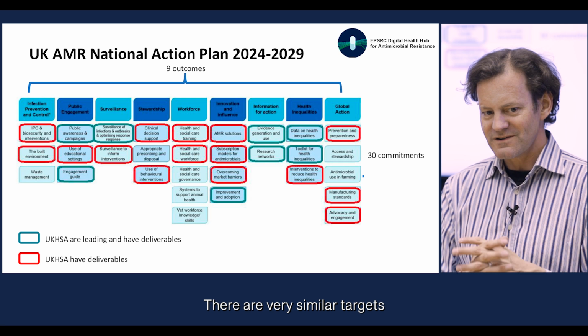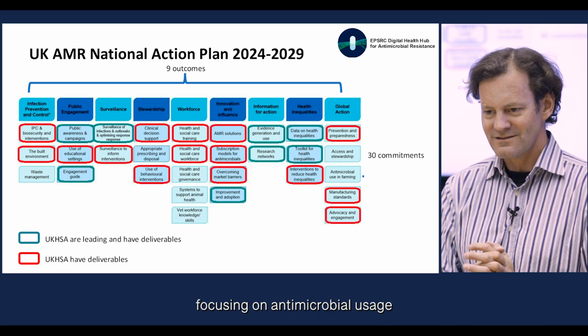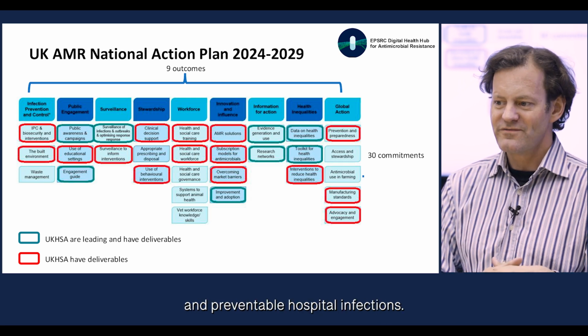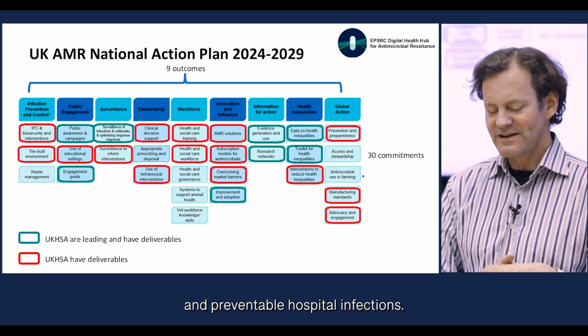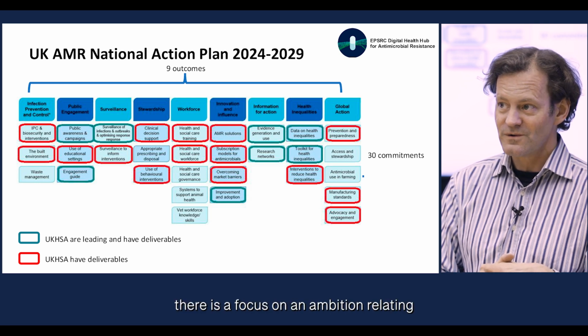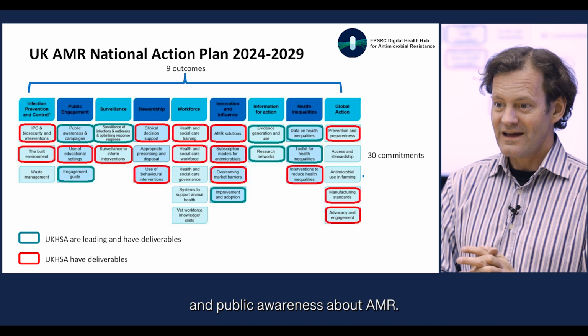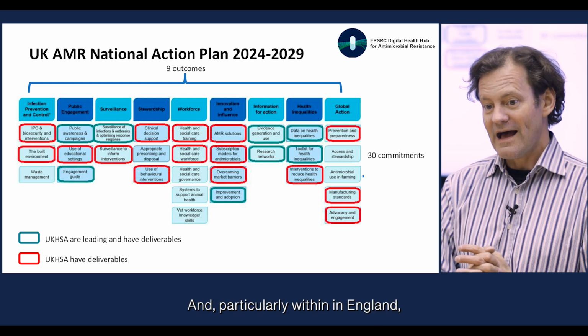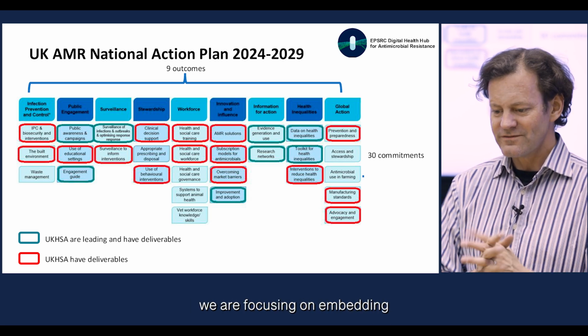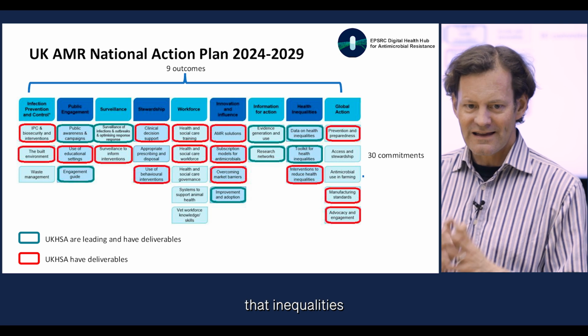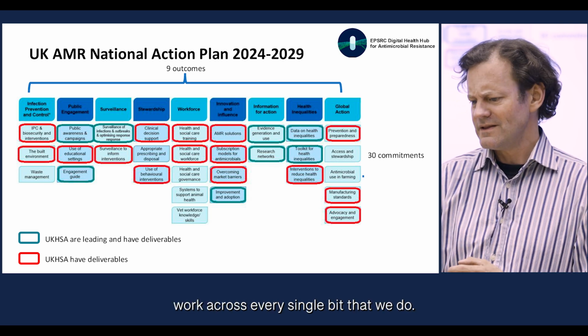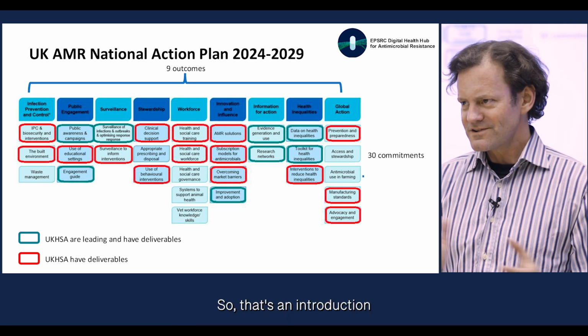There are very similar targets to what we had previously, focusing on antimicrobial usage and preventable hospital infections. For the first time is a focus on an ambition relating to understanding staff and public awareness about AMR, and particularly within England, we are focusing on embedding that inequalities work across every single bit that we do. So that's an introduction to the National Action Plan.